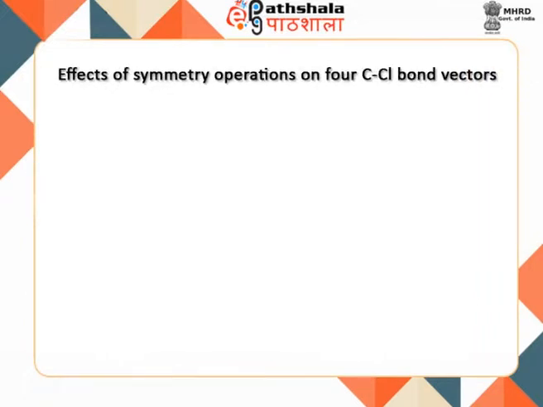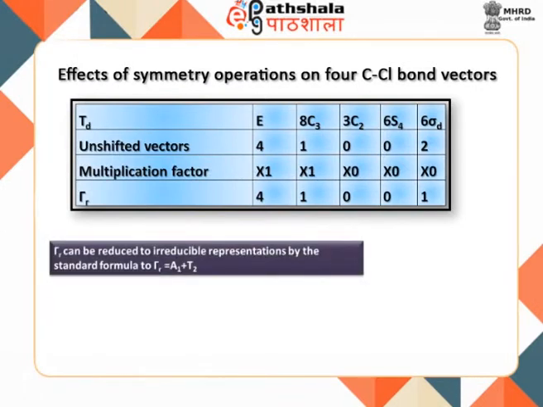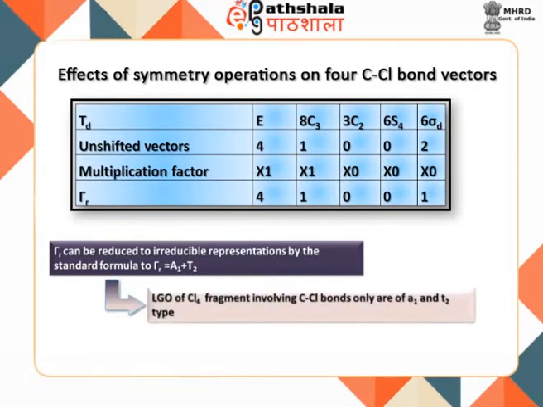The effects of symmetry operations on these 4 C-Cl bond vectors are summarized in the table, and Γr can be reduced to irreducible representations by the standard formula. The result is Γr equals A1 plus T2. It means the ligand group orbitals of the Cl4 fragment involving C-Cl bonds only are of A1 and T2 type.